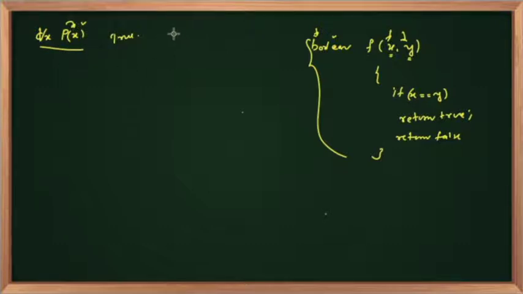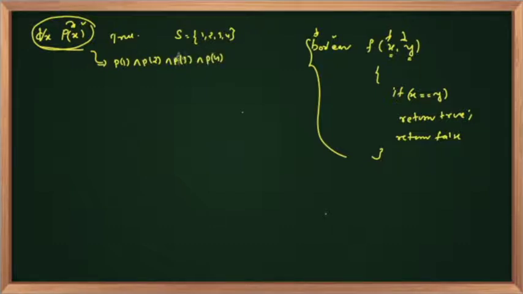For example, if S is the domain and we have 1, 2, 3, 4, then the predicate for all x p of x will be true if p of 1 is true and p of 2 and p of 3 and p of 4. If all these are true, then we say that this predicate will evaluate true. Another notation we use is there exists x p of x. This is equal to p of 1 or p of 2 or p of 3 or p of 4. So if at least one of these values is true, then there exists x p of x will evaluate to true.